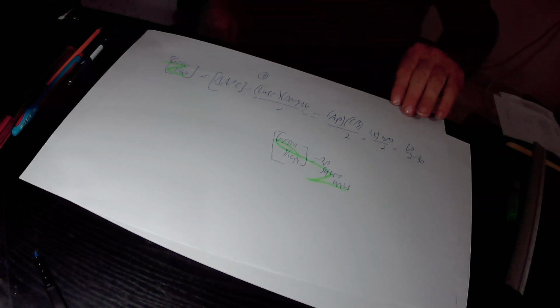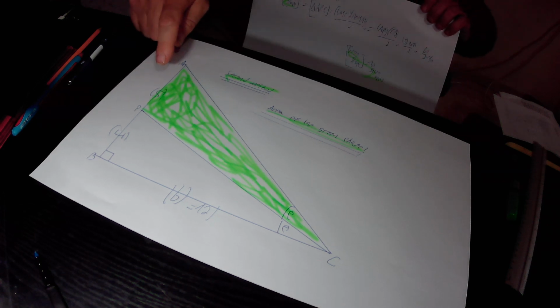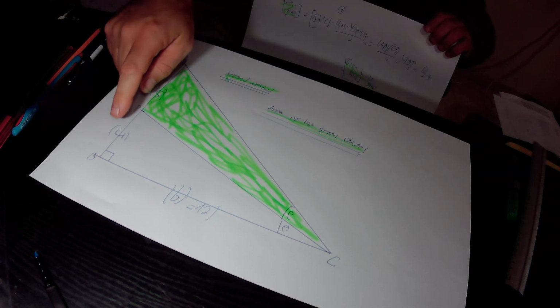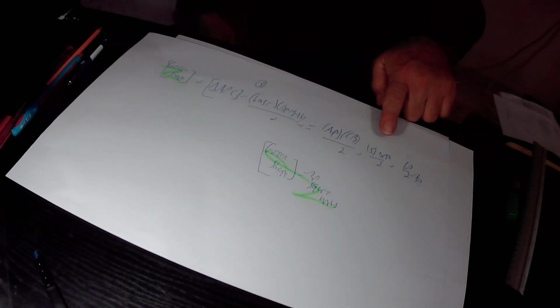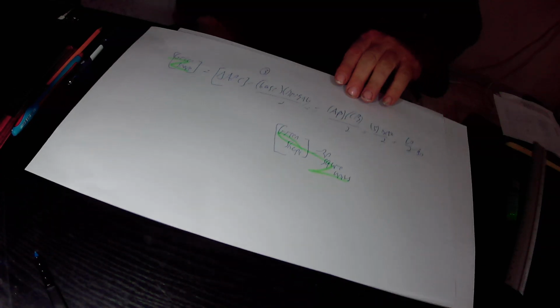And again, we choose the base as AP. The area equals AP times the height CB over 2. AP is 5, CB is 12, divided by 2. 5 times 12 is 60, and 60 over 2 is 30. So in total, according to the second method, the green shape has an area of 30 square units. So in both methods, we found out that the area we are looking for is equal to 30 square units in size.